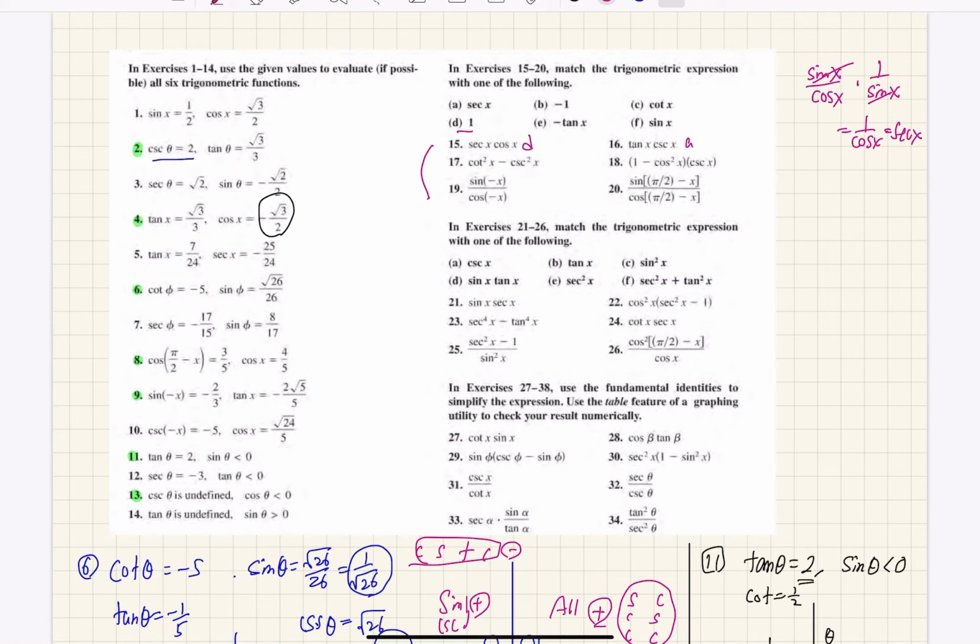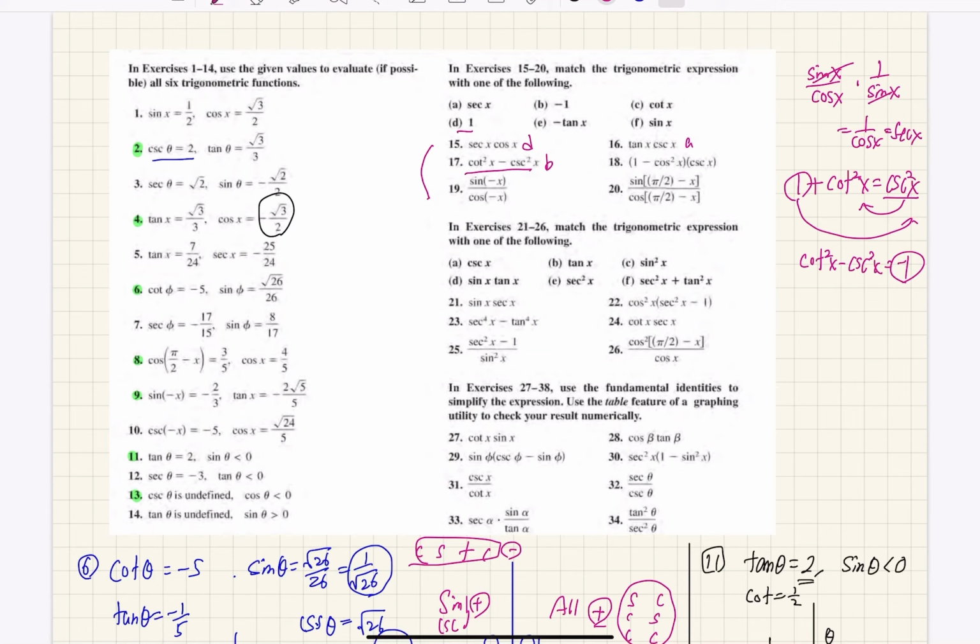And then 17, cotangent squared x minus cosecant squared x. Do you remember the related fundamental identity? I think you can use this: 1 plus cotangent squared x is equal to cosecant squared x. This is one of the three Pythagorean identities. Move cosecant squared x to the other side, switching signs, and move 1 to the other side, switching signs, so that cotangent squared x minus cosecant squared x is equal to -1. So the answer is -1, which is B.